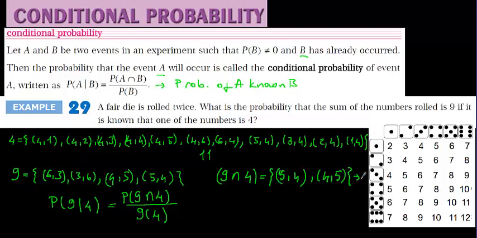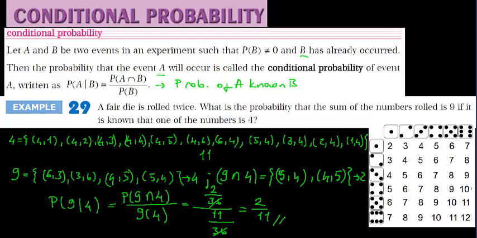So there are 2 elements in this set, 4 elements in this set, and 2 elements in this set. Now what are the probabilities? There are 36 elements in total, and for 9 intersection 4 there are 2 elements, so 2 over 36. And what about the probability of 4? There are 11 elements in the set, so in the sample space of 36 it is 11 over 36. If we simplify, 2 over 11 is going to be the answer.